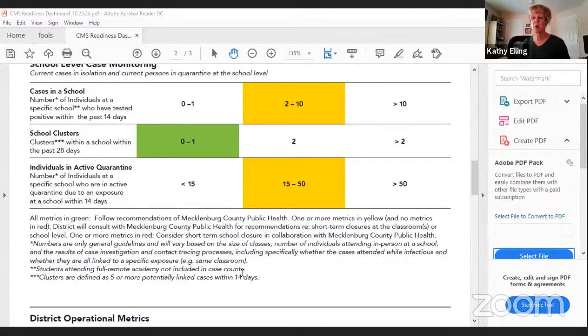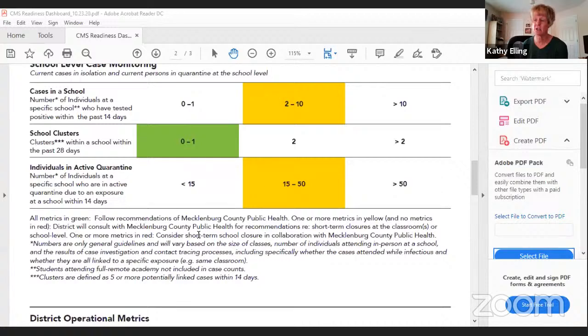We have 0 school clusters at this time, meaning clusters as defined by the state is 5 or more related cases. That is where our Mecklenburg County Health Department is very helpful in helping us figure out through contact tracing, are cases related? And that's very important for us to know about, because that indicates how cases are spreading both within our community when they do contact tracing in the community and when we do it internally.